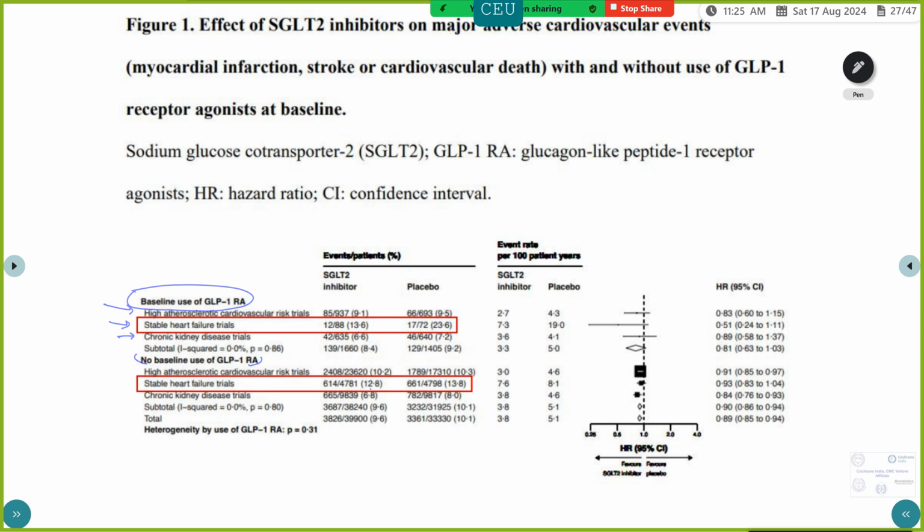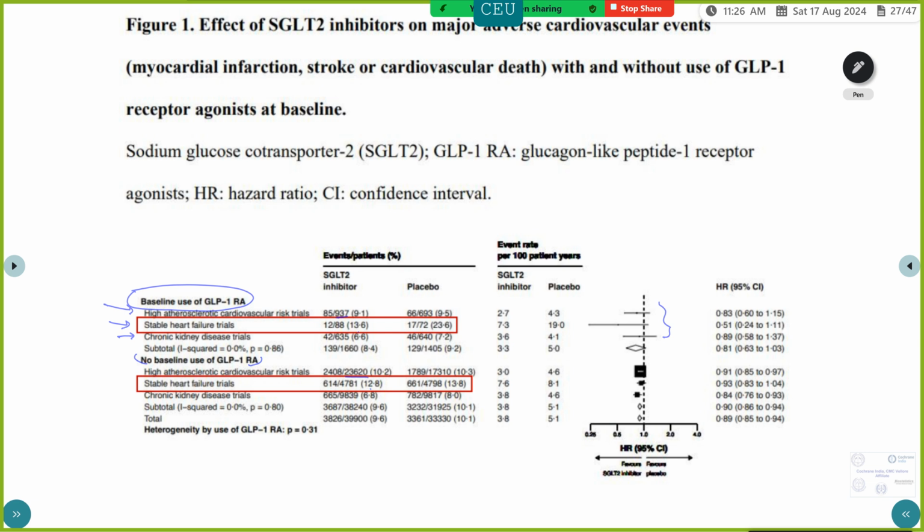Now looking at this forest plot, these are the grouping of patients who used baseline GLP-1 RA. And we can see that they were fairly small trials as compared to the other one. Here the total number of people were 937, but here the total number of people were 23,000, which is also reflected in the confidence intervals and the point estimates.